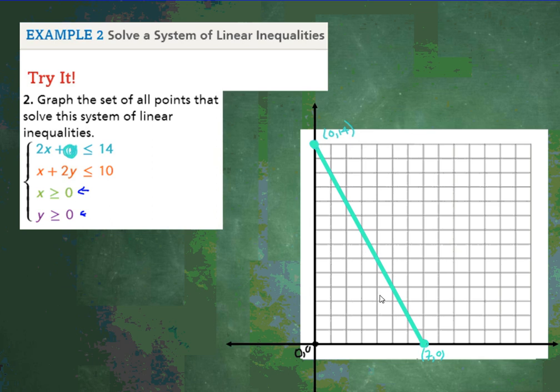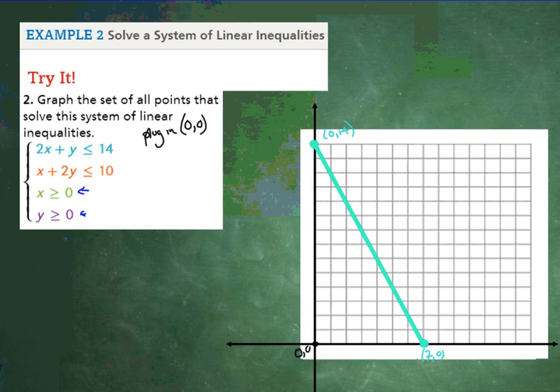Now let's talk a little bit about it. It's solid. I know it's a solid line because of the equals to sign. And I know to shade underneath this line. I shade down on the y-axis because it's less than. Another way to do it is to plug in 0, 0. You plug in the origin, and it works. Then you shade over the origin. You shade towards the origin.